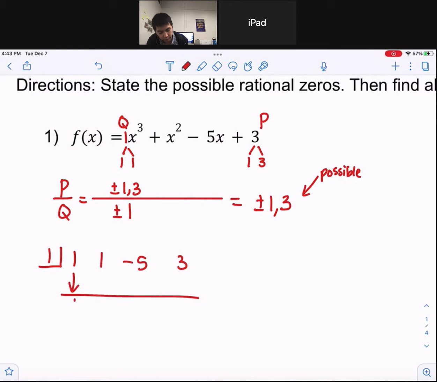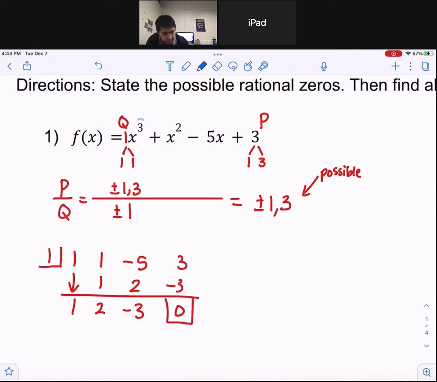Now you have to think, is this going to give us a remainder of 0? So 1 times 1 is 1, you add, 2. 2 times 1 is 2, you add, it's -3. -3 times 1 is -3, and that's 0. So we hit, right? We know that this is an answer. This is a zero and a factor.